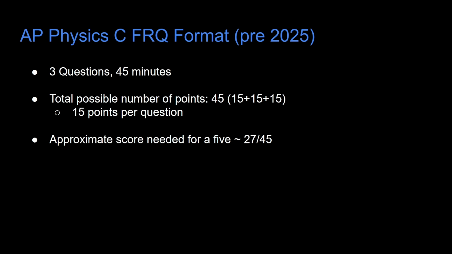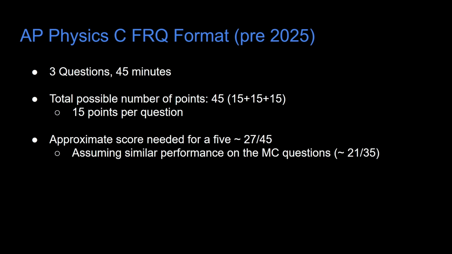And approximate score for a 5. The cutoff for mechanics is somewhere around 60%, 55, 60%. Again, it depends on the exam curve on that given year. But if you're scoring in the 60 range, that's pretty safely a 5 most years.